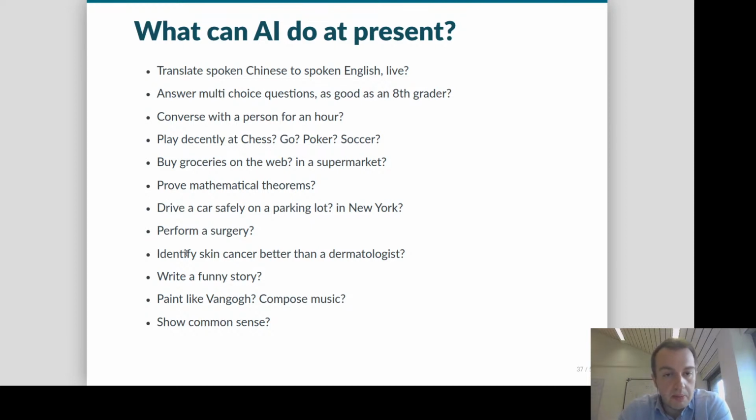Next: can an AI converse with a person for an hour, more or less, depending on what you define as a conversation, of course, and play decently at chess, Go, poker, and soccer? What do you think? Do you think we are able to build agents that are able to play all these games?